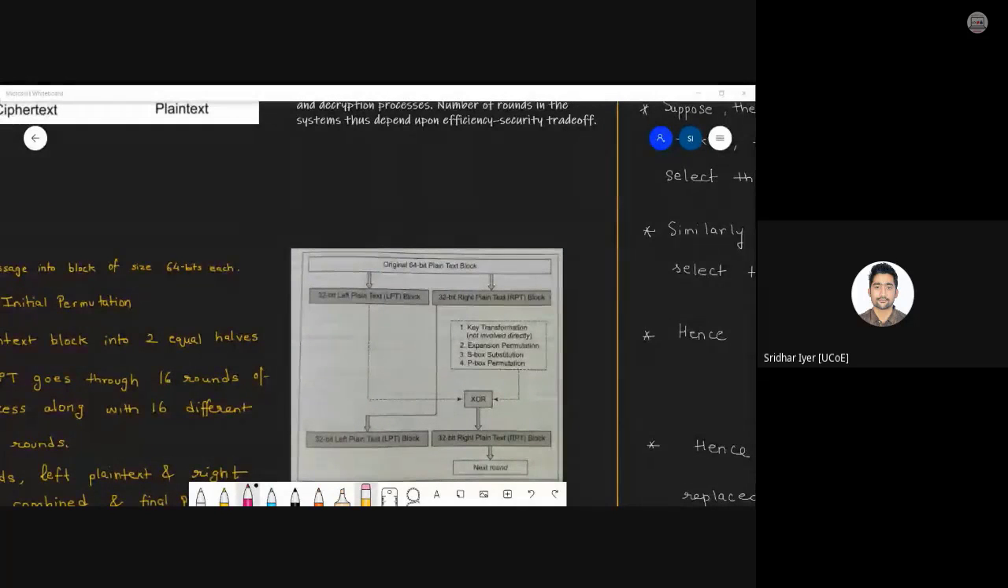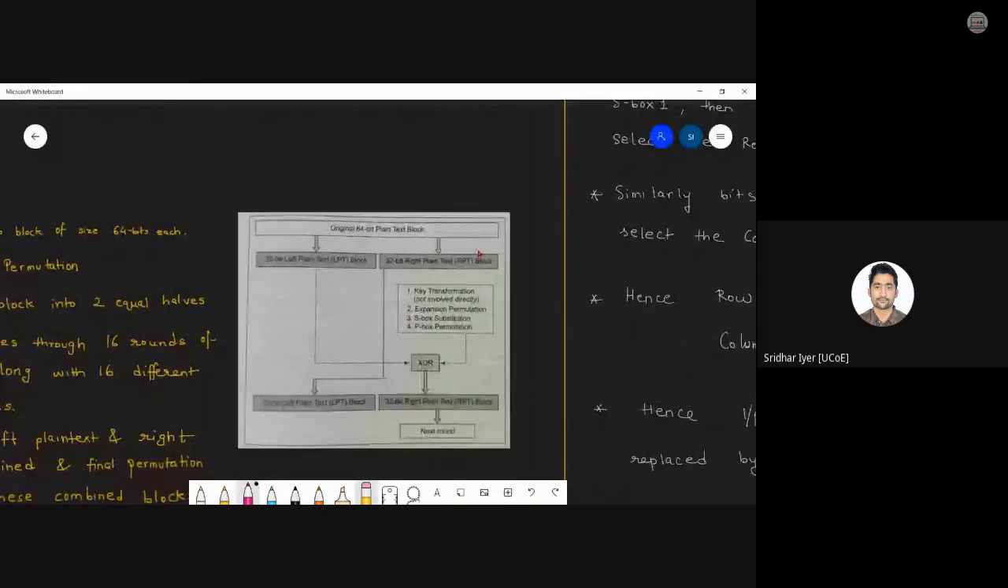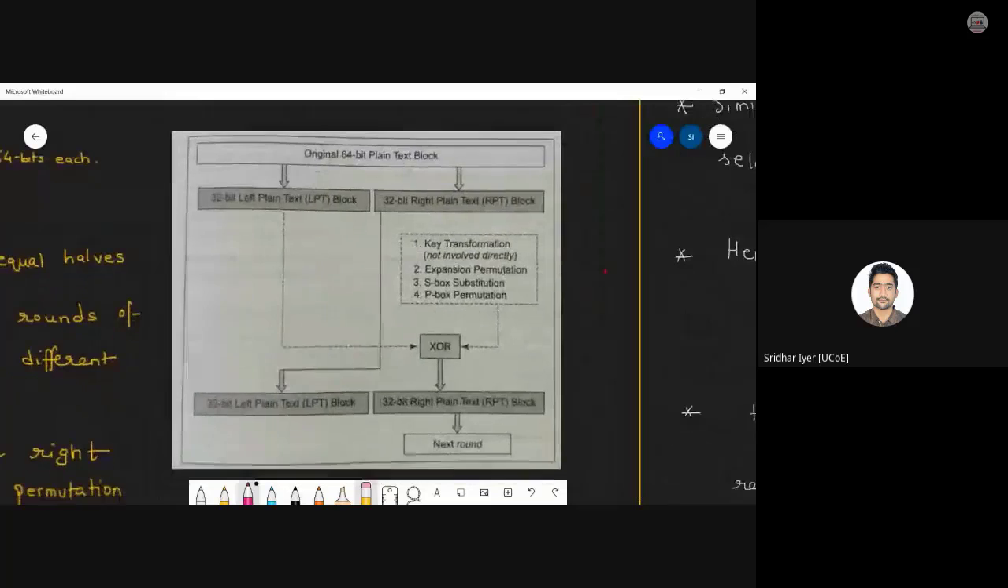Fine. So just have a look. This is the overall process. I will start from the next lecture, but I'm just giving you a gist of what is going to happen. There is a 64-bit plaintext, and that 64-bit plaintext is divided into two parts: LPT and RPT. The internal structure will be the same. This is what we call the function. If you remember, there was an F block in the Feistel architecture. This is what happens inside that F block.